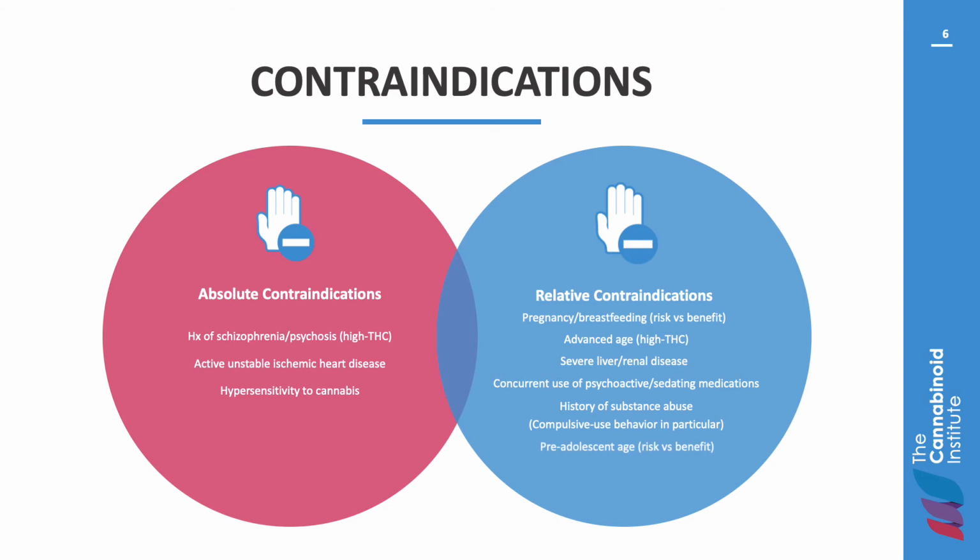Pre-adolescent age, similarly to pregnancy and breastfeeding, should be assessed on a risk versus benefit factor, and THC should be dosed very cautiously in these patient populations and minimized whenever possible. Patients with COPD or asthma should avoid inhalation dosage forms of cannabis whenever possible.